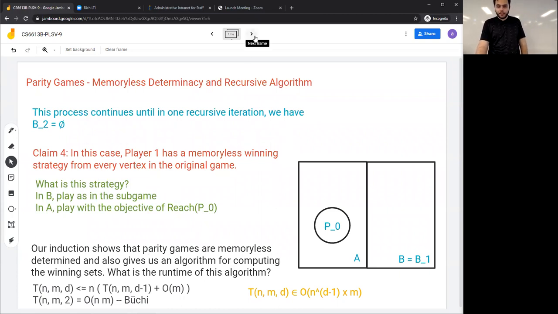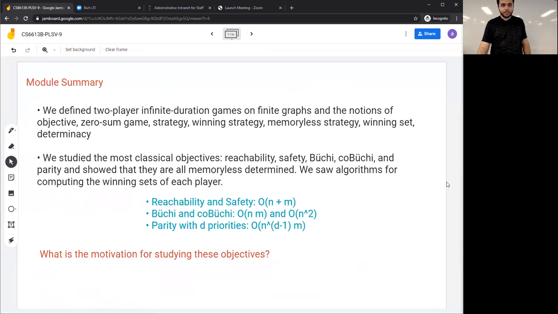Okay, and with this, I'm going to basically wrap up this module. Let me just remind you what we did. We defined two-player games on graphs. Our graphs themselves were finite, but the games were played for an infinite duration. We defined all the classical notions: objective, zero-sum, strategy, and so on. And for some of the classical objectives, we showed how we can actually solve these games. And by solve, I mean find the winning set of every player. And our runtimes were like this.